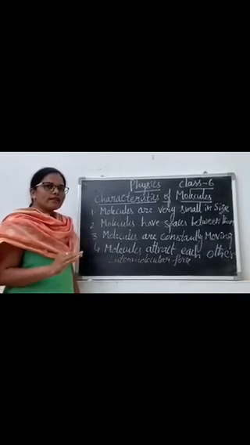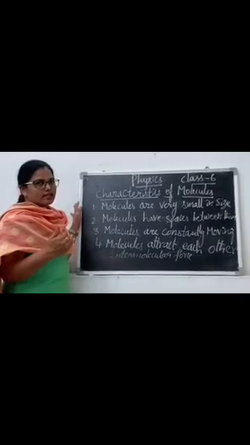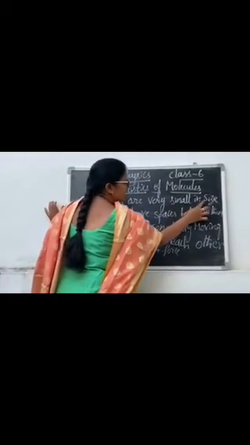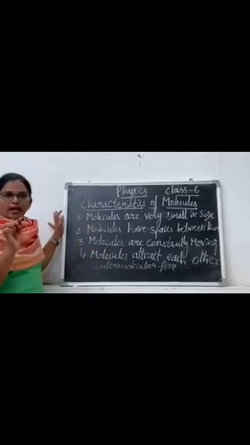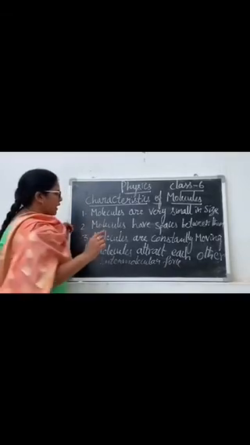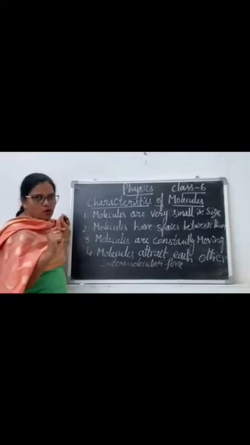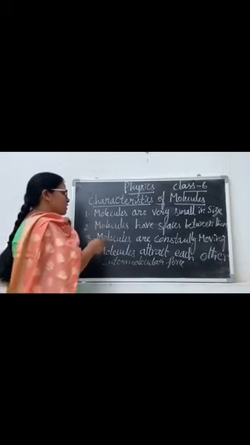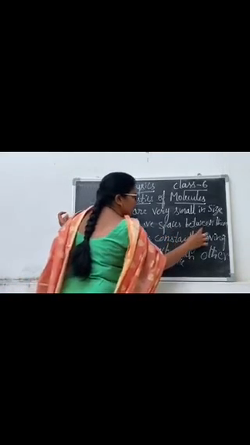Now we have done with 4 characteristics of molecules. Let us recall once again. The first one is molecules are very small in size. So what is the size of the molecule? 10 to the power of minus 8 to 10 to the power of minus 10 meter. And next, can we see the molecules with our naked eye? No. We can see only with a microscope. The second characteristic we have seen is molecules have spaces between them.